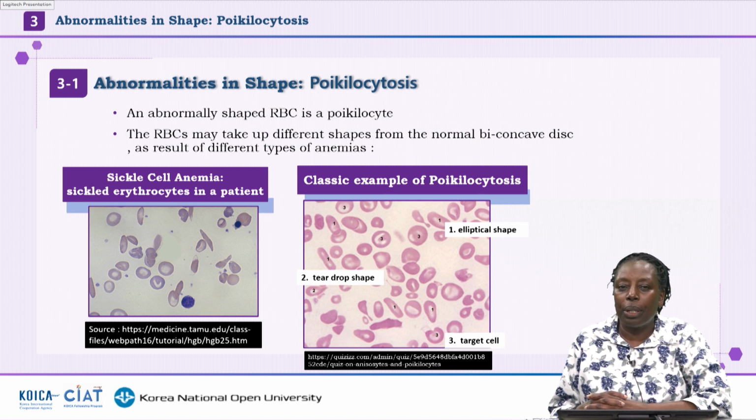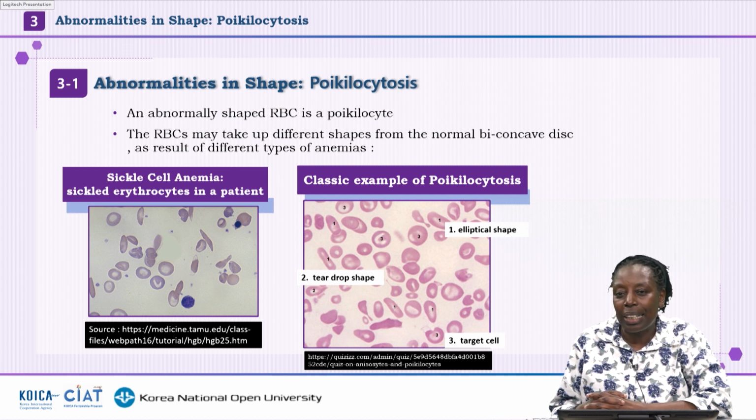The first abnormality we're going to look at is poikilocytosis, or an abnormal shape. The micrograph on the left shows cells that are not round, they're sickle cells. The micrograph on the right shows actually 3 different abnormal shapes. The cells called 1 are elliptical in shape. The cells called 2 have got actually a teardrop shape. And the cells called 3 are actually target cells. They look like a bull's eye where you're aiming for a target in the middle.